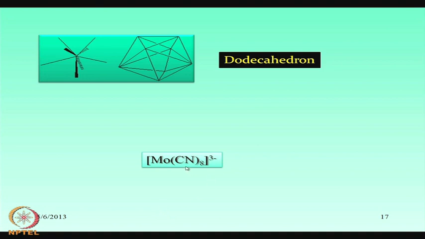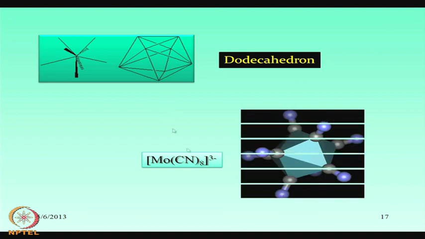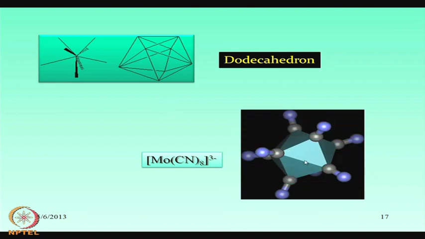An example is the molybdenum octacyano complex. This particular molybdenum center is in the +5 oxidation state, that is why we have a charge of 3 minus. It can be isolated as its corresponding ammonium salt or potassium salt or sodium salt, giving rise to a formula of K3, Na3 or (NH4)3. So, with the coordination number of 8, that means 8 cyano groups will be surrounding the molybdenum at all these corner points. So, this is the corresponding structure.